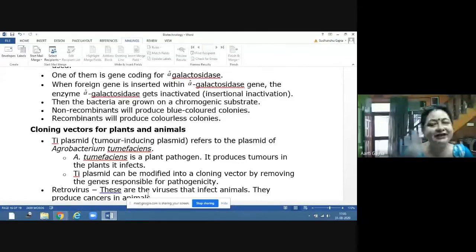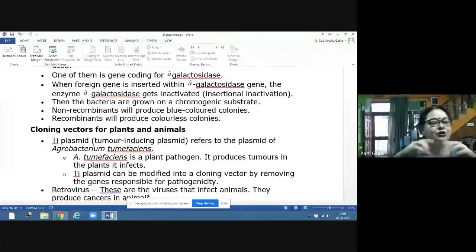That means the vector which we are now using for plants, the TI plasmid, is not capable of producing tumors. It is not capable of producing any infection in the plants. It is just a cloning vector, because we have disarmed it. We have taken out the gene from it which used to create tumor.